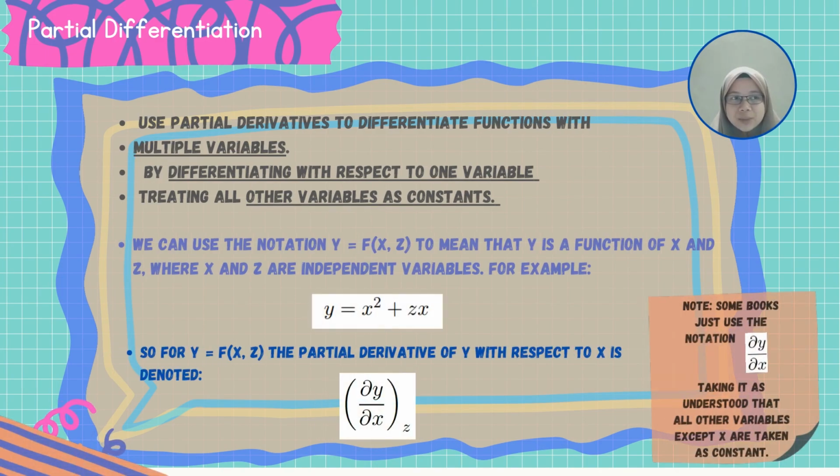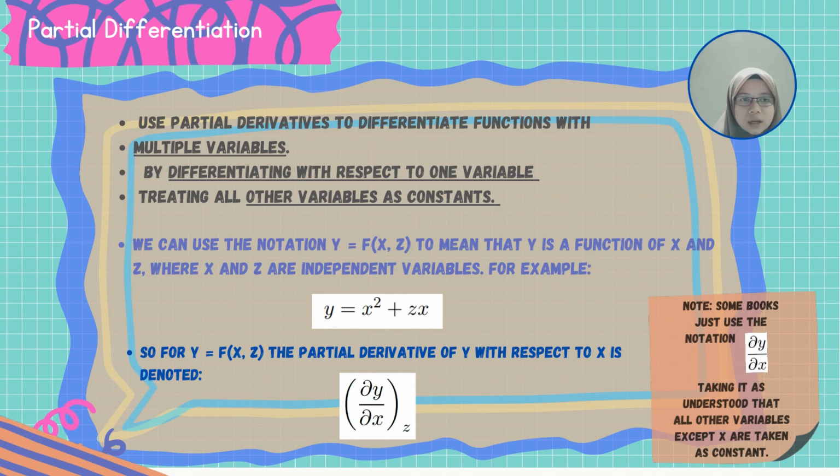Okay, next we will learn about partial differentiation. We use partial derivatives to differentiate functions with multiple variables. By differentiating with respect to one variable, treating all other variables as constant, we can use the notation y equals f(x, z) to mean that y is a function of x and z, where x and z are independent variables.